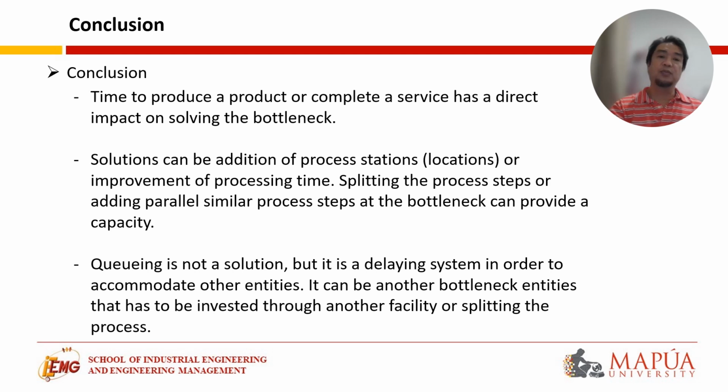Conclusion. The time to produce a product or complete a service has a direct impact on solving the bottleneck. Solutions can be addition of process stations or improvement of processing time, splitting the process steps, or adding parallel similar process steps at the bottleneck to provide capacity. Queuing is not a solution, but it's a delaying system in order to accommodate other entities. It can be another bottleneck entity that has to be diverted through another facility or by splitting the process.